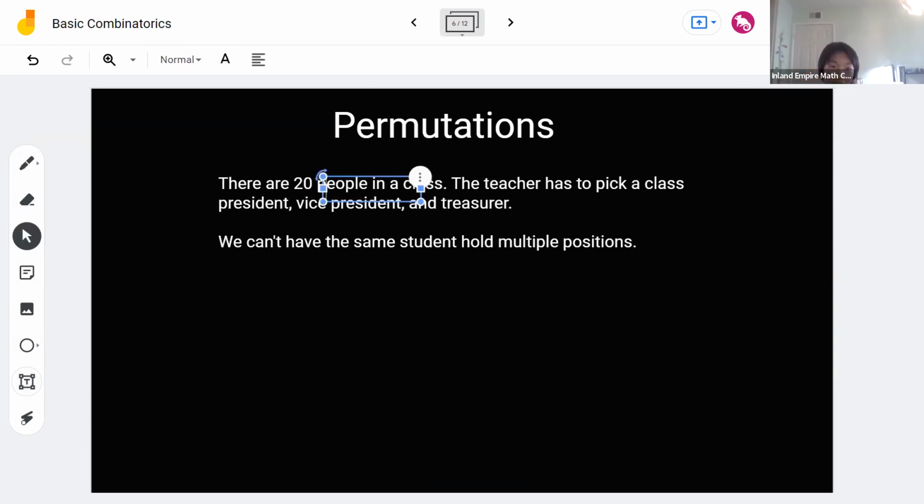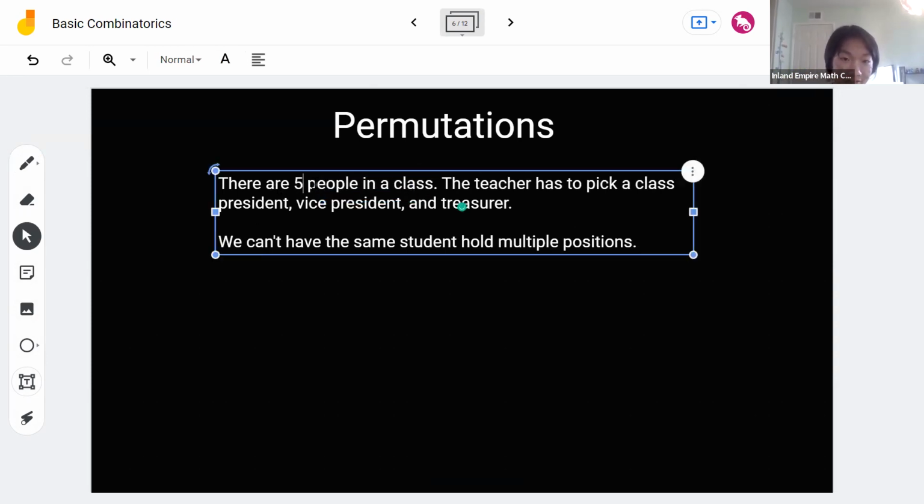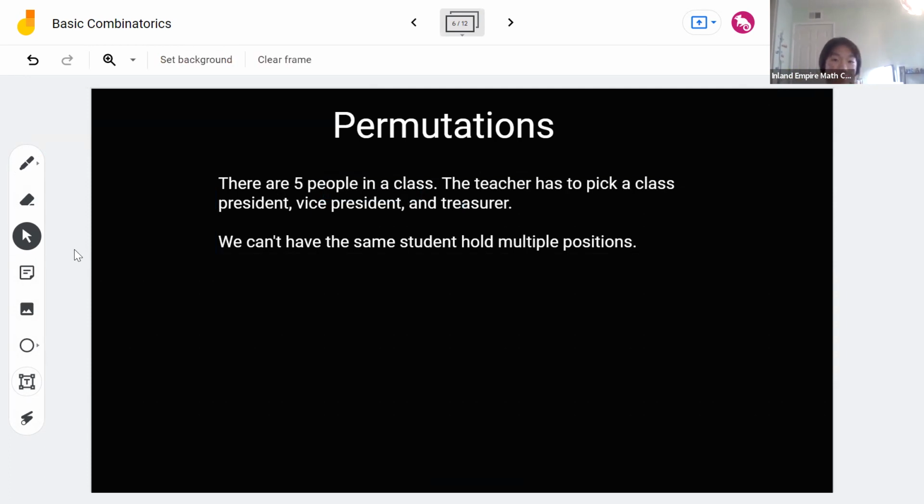Actually, I'm going to change the problem real quick. Instead of 20 people, I'm just going to say there's 5 here. So in case we need to draw this out, it'll be a little bit easier. So anyone have a guess for how we can solve this problem?